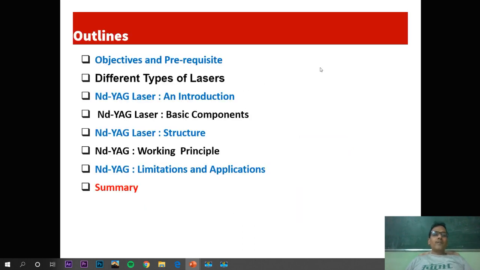Outlines: the objectives and the prerequisites of the lecture, different types of laser, and the introduction of the Nd YAG laser, then the basic components of this laser, the structure form, and the working principle of Nd YAG using that 4-level system, and its limitations and applications, and finally the summary of the lecture as usual.